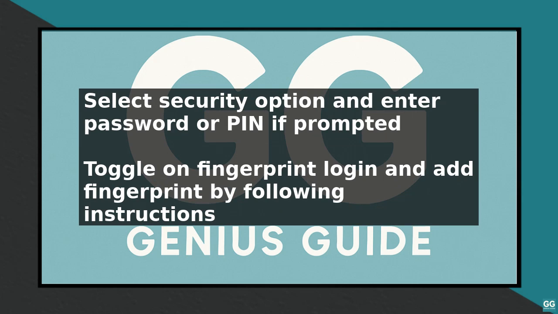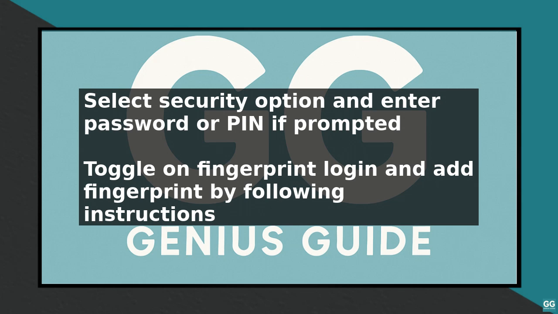You may be asked to add a fingerprint, so select the Add Fingerprint option and follow the on-screen instructions to register your fingerprint. Once your fingerprint is registered, go back to the security settings and ensure the Fingerprint Login option is enabled. Now, when you open the Trust Wallet app, you should be able to use your fingerprint to log in.